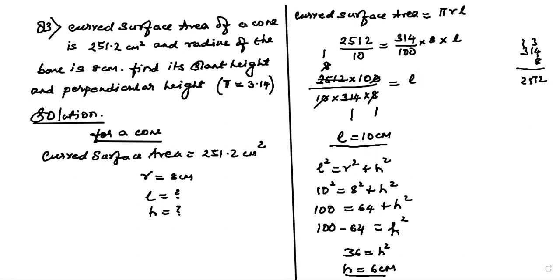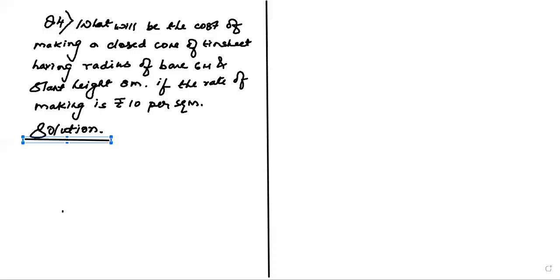We move on to question number 4, children. Now, what does question number 4 say? What will be the cost of making a closed cone of tin sheet having radius of base 6 meters and slant height 8 meters? If the rate of making is rupees 10 per square meter, what will be the cost of making?